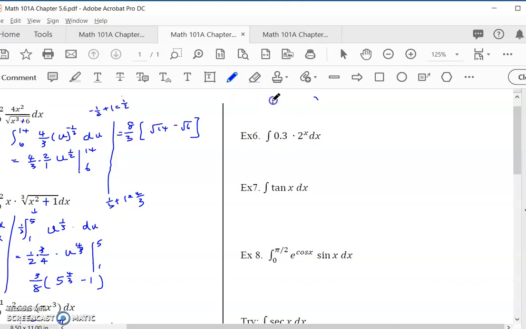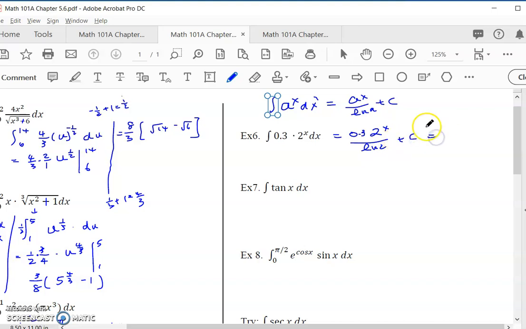We have a rule: the integral of a to the x dx equals a to the x over ln a plus C, right? So I have 2 to the x. This 0.3 can move outside, so we'll say 0.3 times 2 to the x over ln 2. That's the answer, plus C.